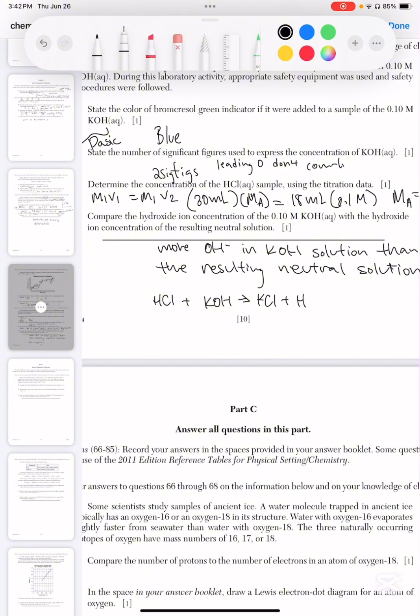KCl plus H2O. So water plus potassium chloride, which is a salt. So the pH of that would be significantly lower than a sample of a strong base, even though its concentration is only 0.1 molar. It's still a strong base, which means that it will yield a lot of hydroxide, because it completely dissociates, right? So just like this.